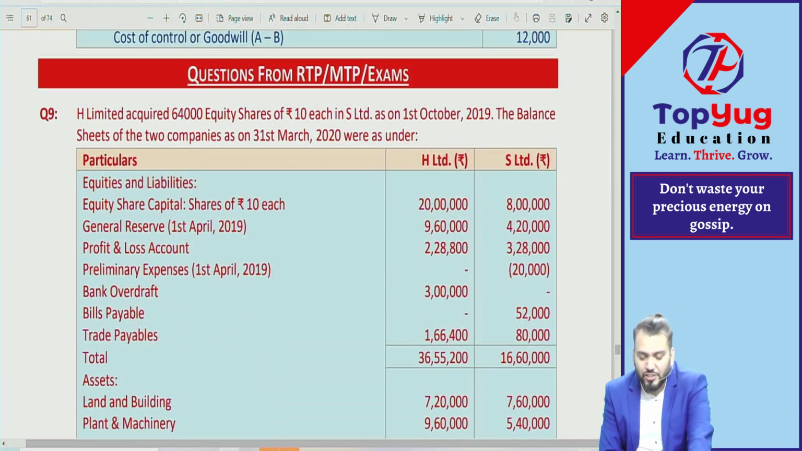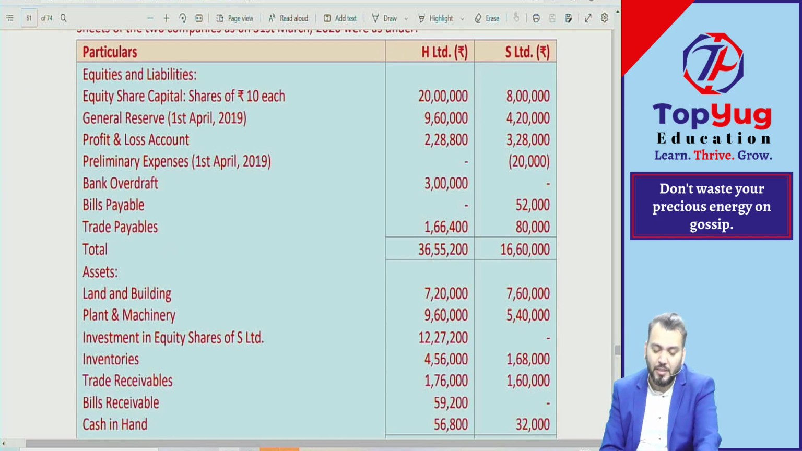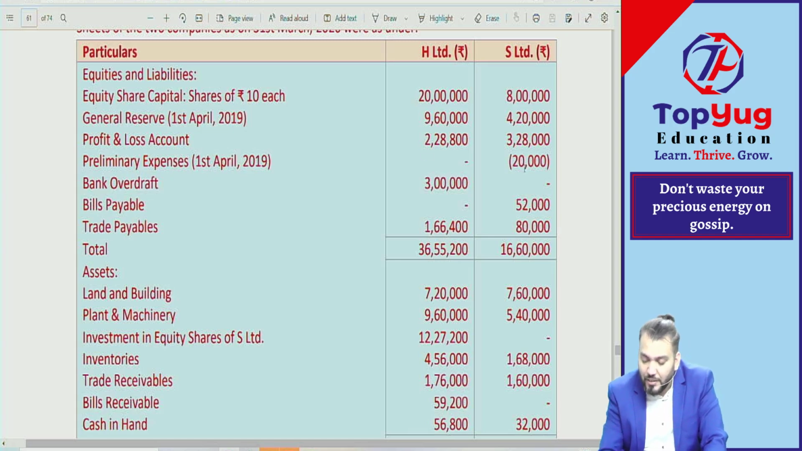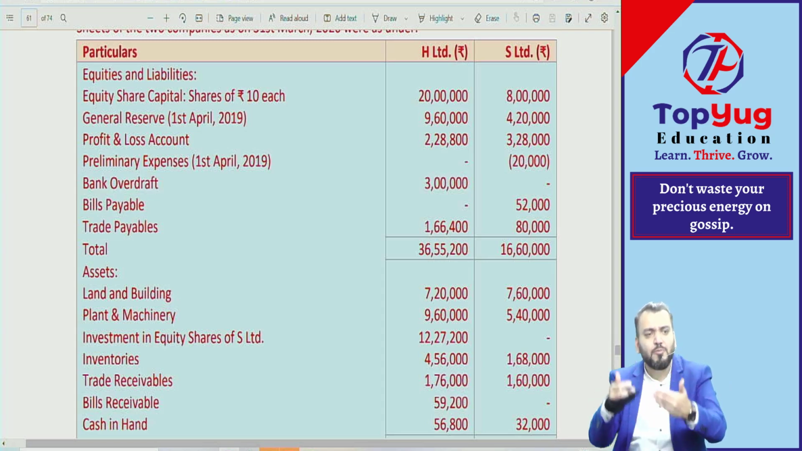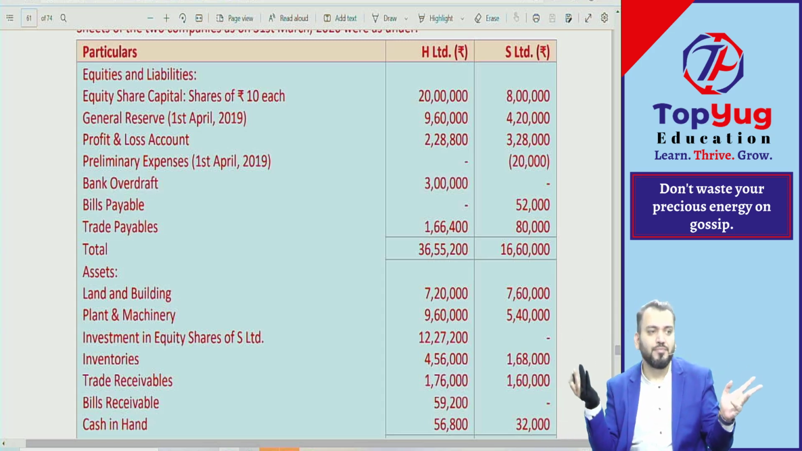H Limited acquired 64,000 equity shares of rupees 10 each in S Limited as on 1st October 2019. Time adjustment is there. The balance sheets of two companies are given. You can see equity share capital, general reserve, PL account, and preliminary expenses as on 1st April 2019. So this preliminary expenses was available from the beginning, and it will be reduced from the PL account. So the opening balance will be reduced, the closing balance will also be reduced by 20,000, and then proceed.